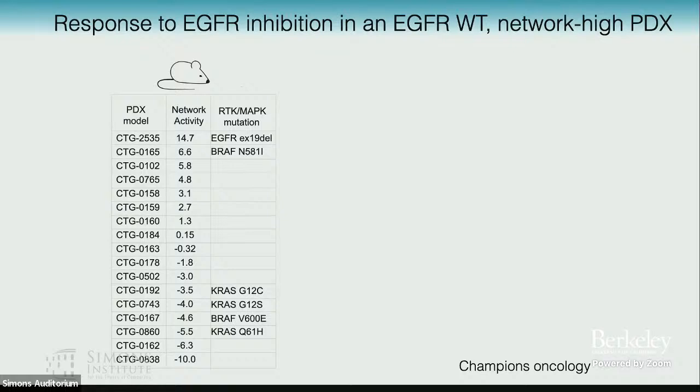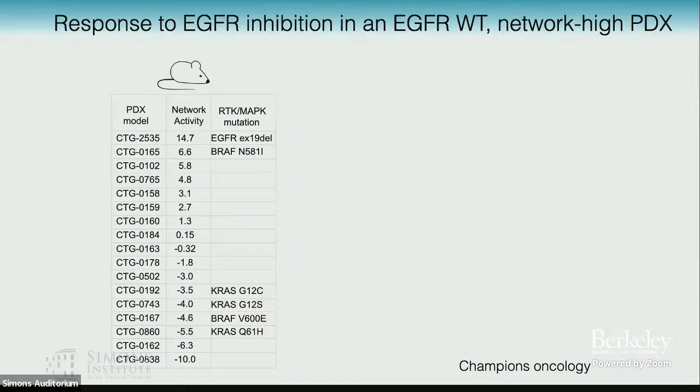The last piece of validation I'll tell you about is this collection of PDX models. We worked with Champions Oncology to get a list of lung cancer PDX models that were almost all EGFR wild type, except for one. This is all the lung cancer PDX models they have with gene expression data that we could use to assess our network score. The top one, as we'd expect, is the EGFR canonical mutation. That one has the highest network activity, just as we predicted.